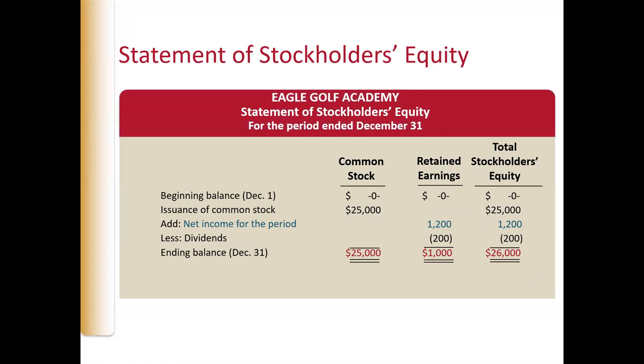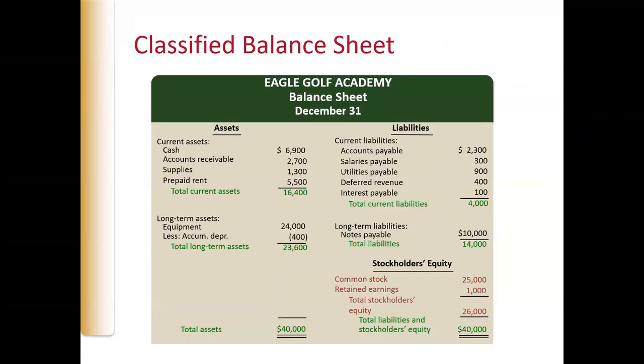From there, we take the information of our common stock. Our income statement shows our net income. We utilize our dividends here to come up with our statement of stockholders' equity. Then we show our balance sheet, our assets, our liabilities. But our stockholders' equity portion comes from the ending balances on the statement of stockholders' equity. Okay?